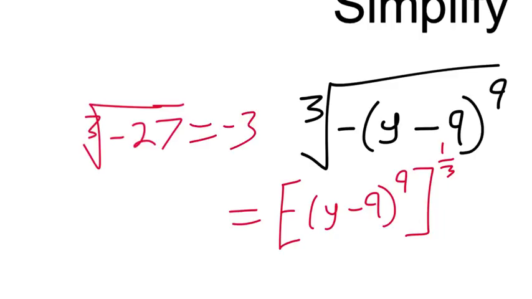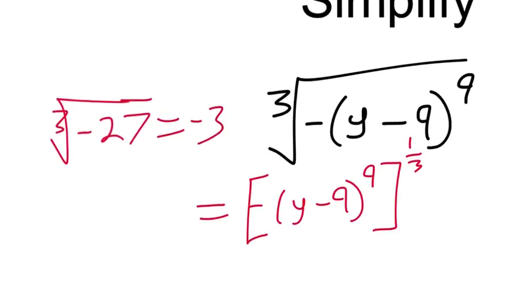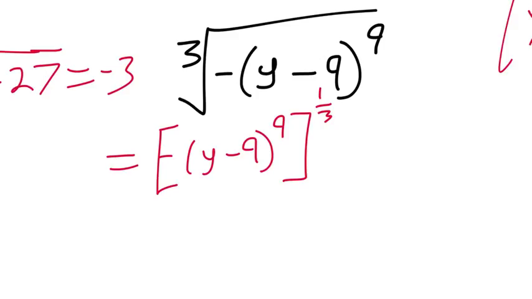Because negative 3 times negative 3 makes positive 9. And positive 9 times negative 3 makes negative 27. So that's the cubed root. So over here we got a negative sign. That's not really going to affect anything because it's a cubed root in the first place. Cubed root of a negative number is still going to be negative.